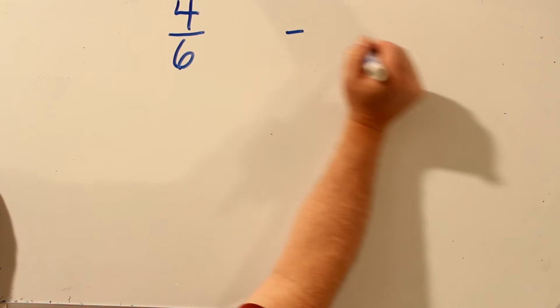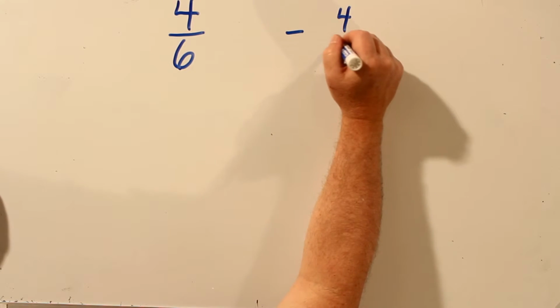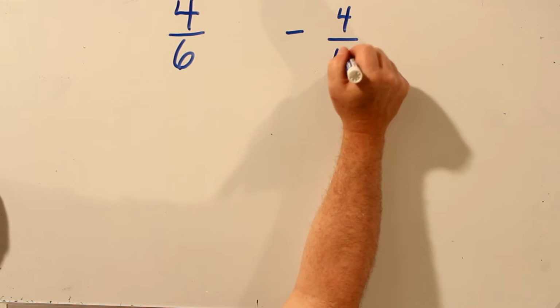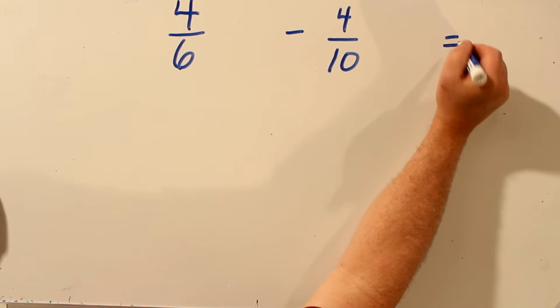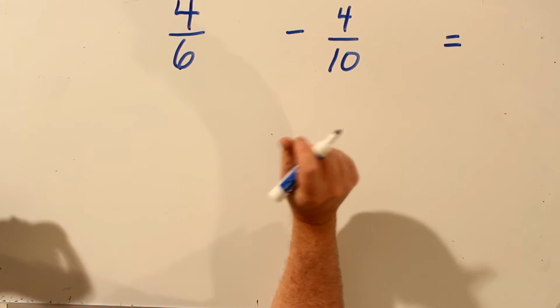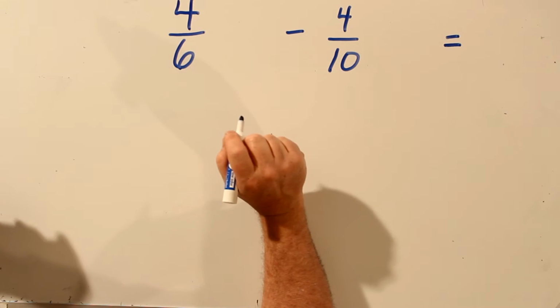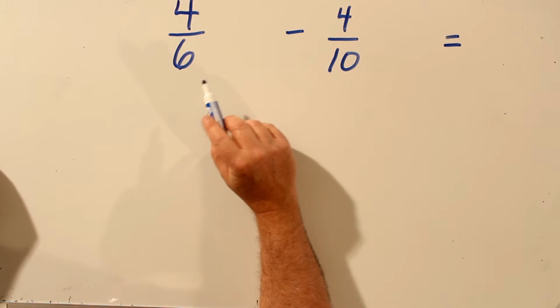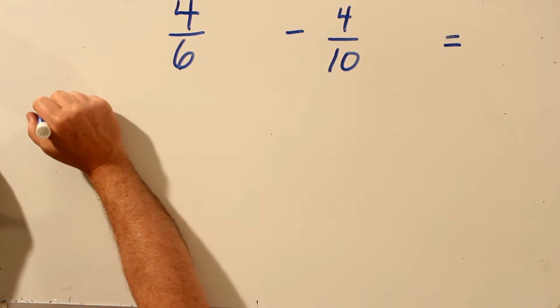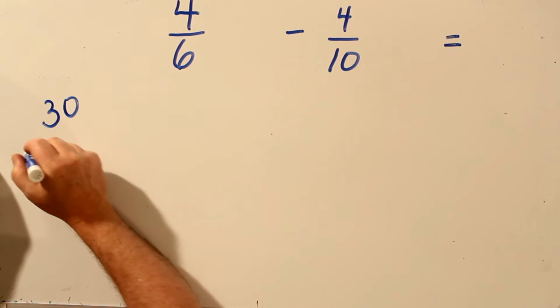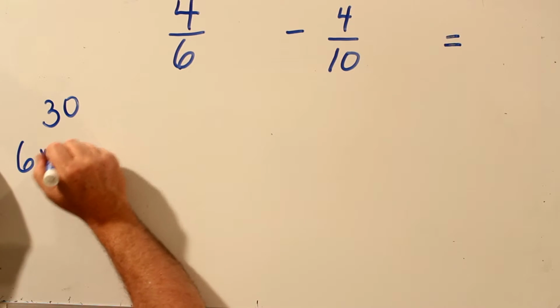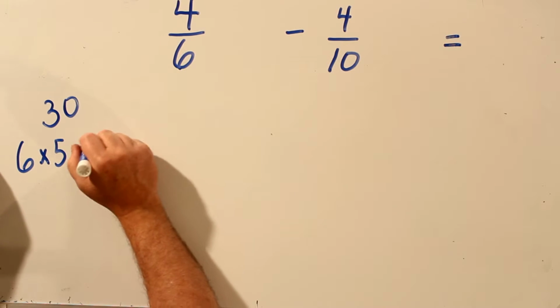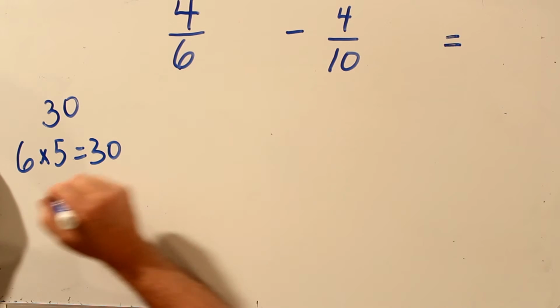minus 4/10. Now in order to subtract these fractions, the bottom number has to be the same. In order to make the bottom number the same, you first have to find the lowest common multiple. The lowest common multiple of 10 and 6, I'm going to give it to you, is 30. And 6 times 5 is 30. And 10 times 3 is 30.